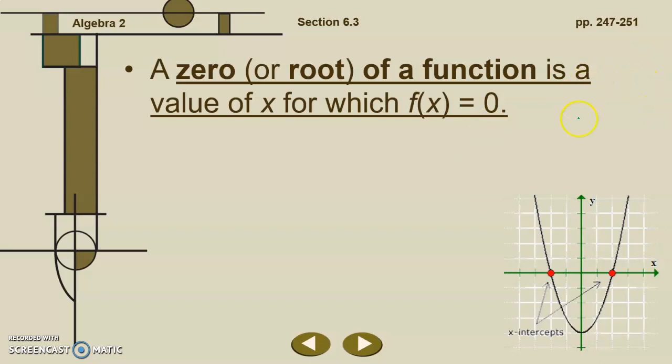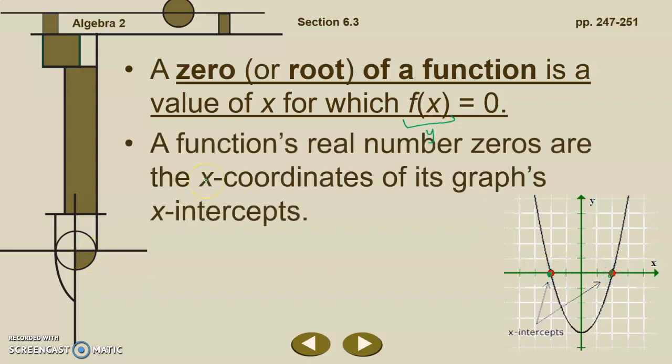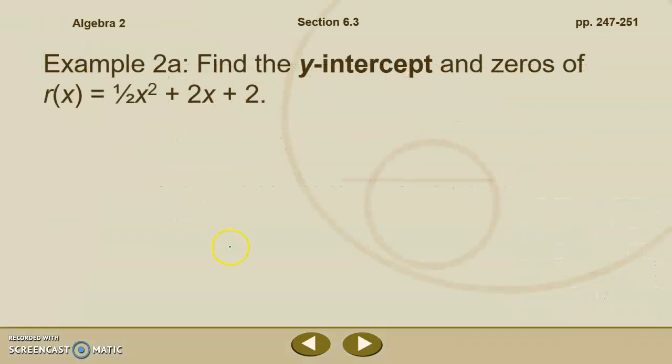Remember that f of x is just another notation for y. So a zero, or root of a function, is a value of x for when y is equal to 0. And we know that's the case. We know where it crosses the x-axis, y is equal to 0, or f of x is equal to 0. A function's real number zeros are the x-coordinates of its graph's x-intercepts. We talked about that a lot, that a zero is the same as a root, is the same as an x-intercept.